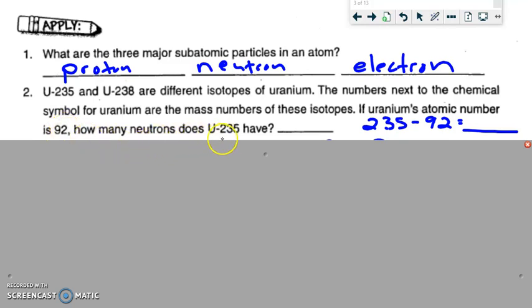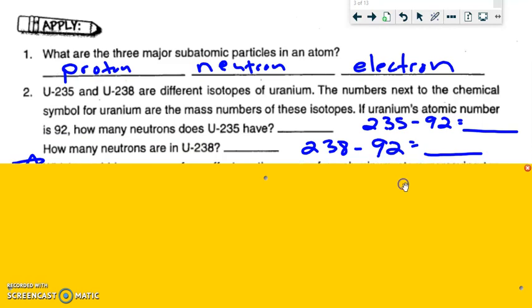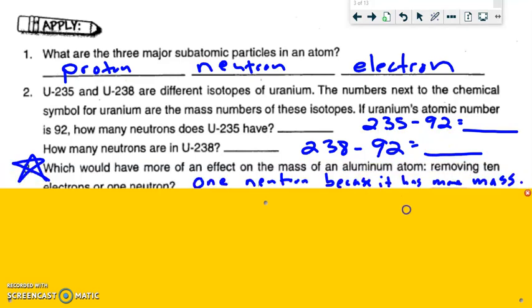How many neutrons does U-235 have? Okay, well, to find neutrons of any atom, you take the mass of 235, and if you subtract the protons, you're going to get the neutrons there. So you can go ahead and do the math and figure that guy out. So 235 minus 92. And do the same step here for uranium-238. So the mass of 238 minus 92 protons will give you how many neutrons you have. So do the math, figure those guys out.